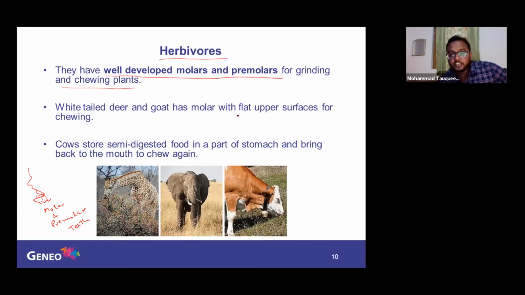White-tailed deer and goats have molars with a flat upper surface. Their molar teeth have a flat surface, which helps them with chewing. Next, cows. This is an important point.